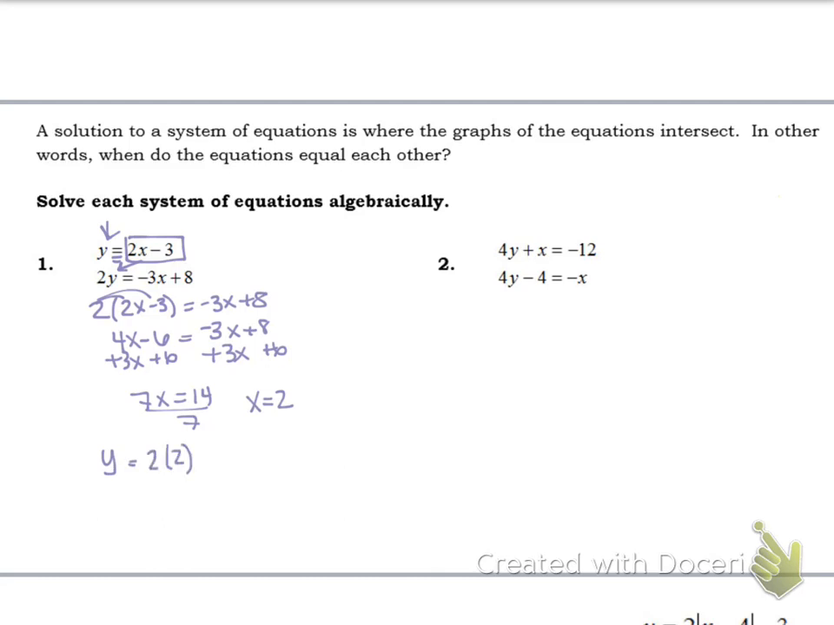So I'm taking out that x, substituting 2 in now instead of a big ugly equation. So 2 times 2 gets me 4. 4 minus 3 gets me 1. So the point that these ones are going to run into each other is (2, 1).